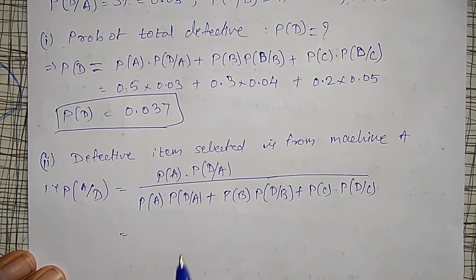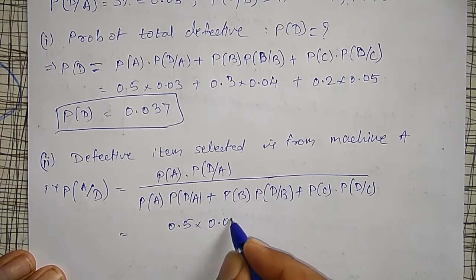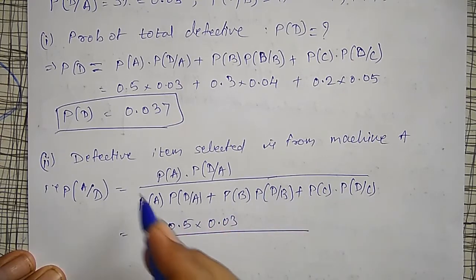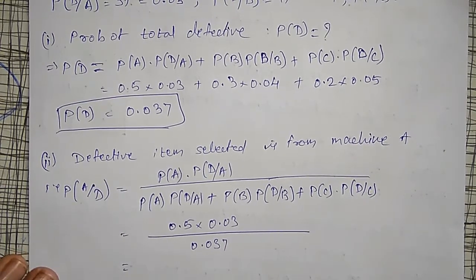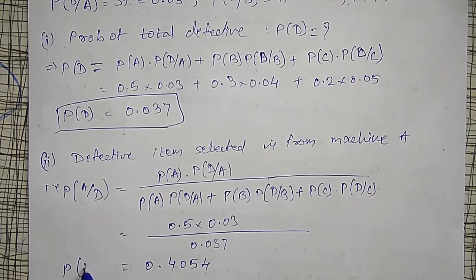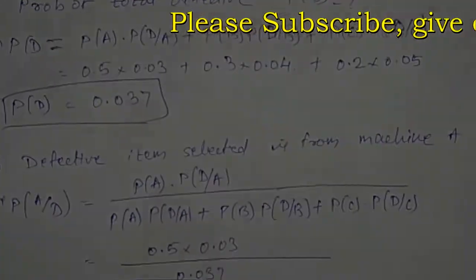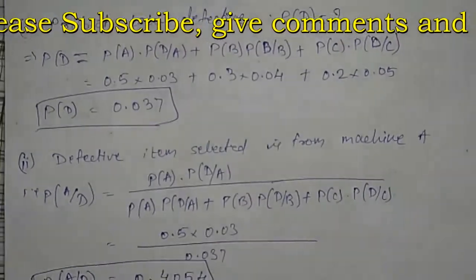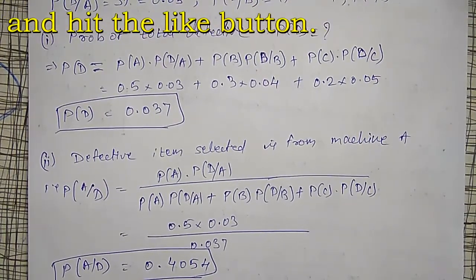Very simple problems. Let me substitute here. Probability of A is 0.5 and probability of D relative to A is 0.03, divided by, and this one we already calculated, 0.037. If you simplify this, I am going to get the required answer as 0.4054. And you can check here, each of the probabilities is not exceeding 1. They are less than 1 only, then only your answers are correct.